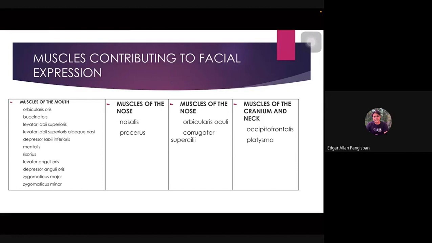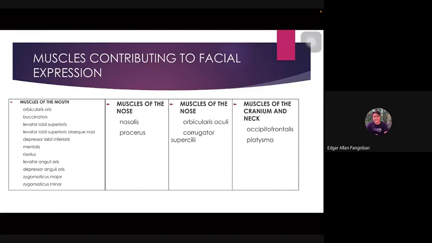So we have your muscles of the mouth. Ito yung mga muscles na yun: orbicularis oris, buccinator, levator labii superioris, levator labii superioris alaeque nasi, depressor labii inferioris, mentalis, risorius, levator anguli oris, depressor anguli oris, zygomaticus major, and your zygomaticus minor.